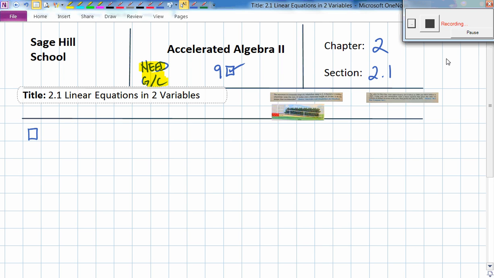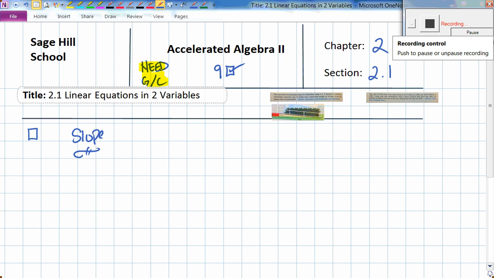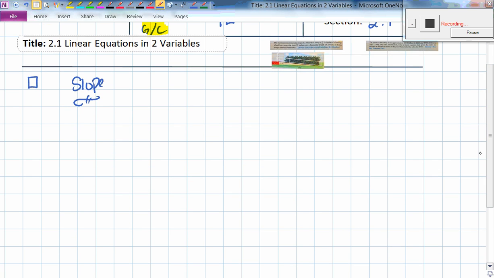From the quick start today, we're going to brain dump everything that you guys wrote down earlier about slopes. So let's go ahead and brain dump. Give me some ideas here. What do you have written down there? What did you guys write down for your quick start?